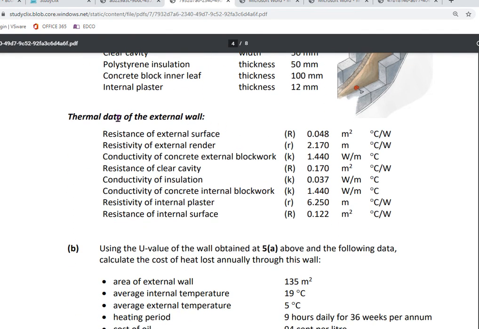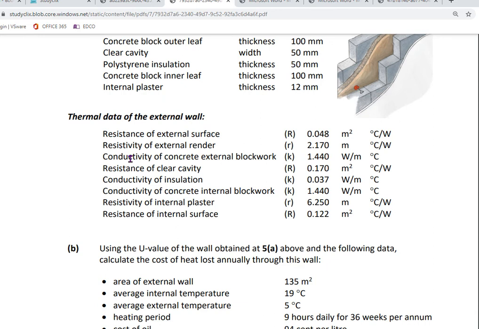Next thing I have to do is start working on the second section, the thermal data. I've got 3 different types of thermal data here. I've got resistance measurements, resistivity, and conductivity. They're all the same measurement, it's just different ways of explaining them. It's all about how quickly a material loses heat, it's just different ways of measuring them.